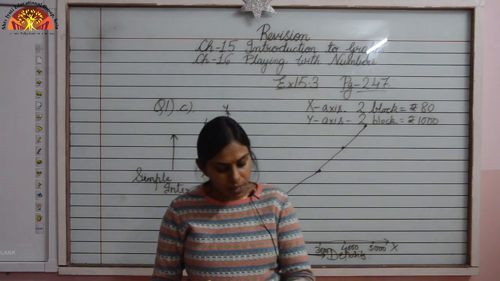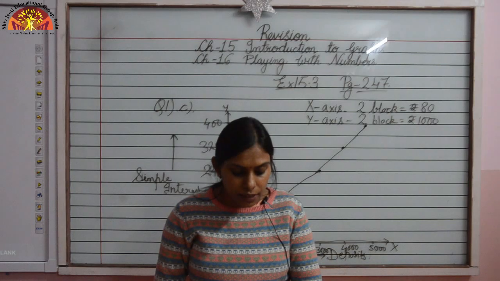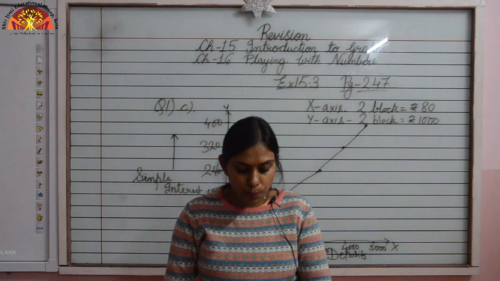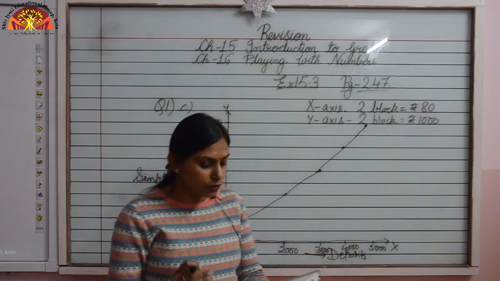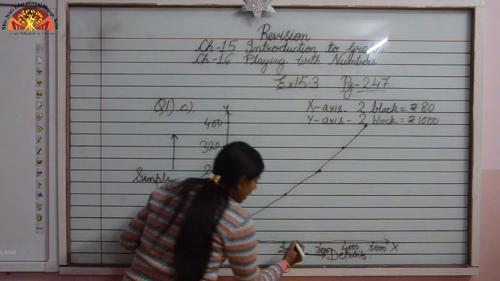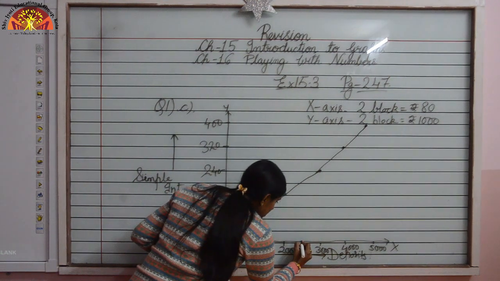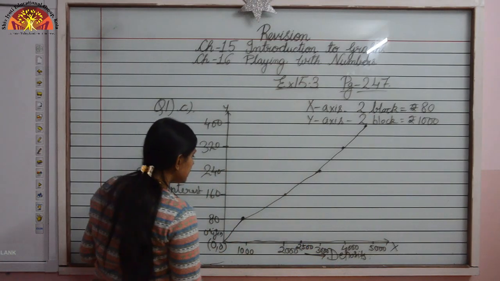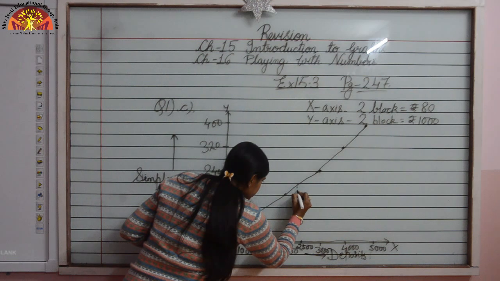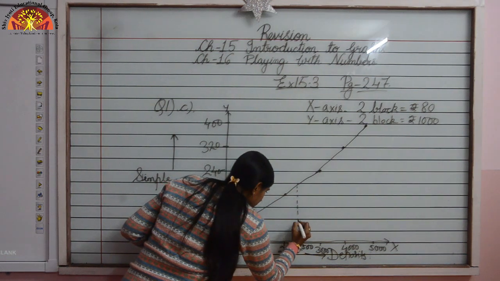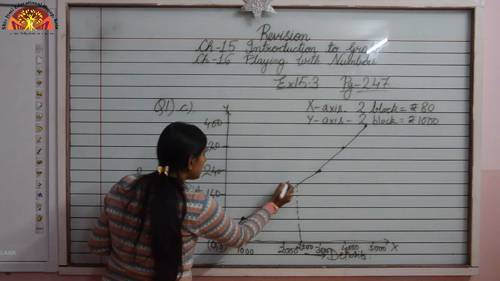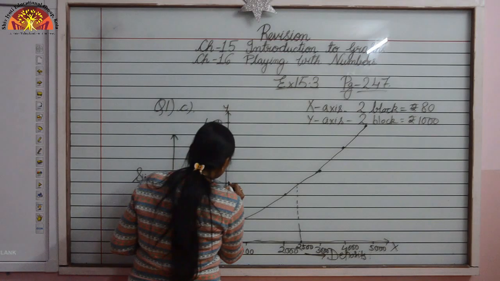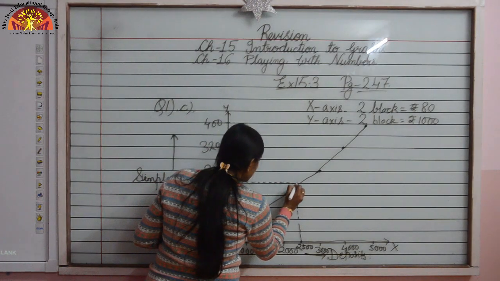Now just see the second part. Use the graph to find the interest on rupees 2500 for a year. Now the deposited amount is given to you and you have to find the simple interest. So we have to find what the interest will be on a deposit of rupees 2500. When we plot it, you can see that it will lie exactly in the middle of simple interest 160 and 240. So you can find the point.